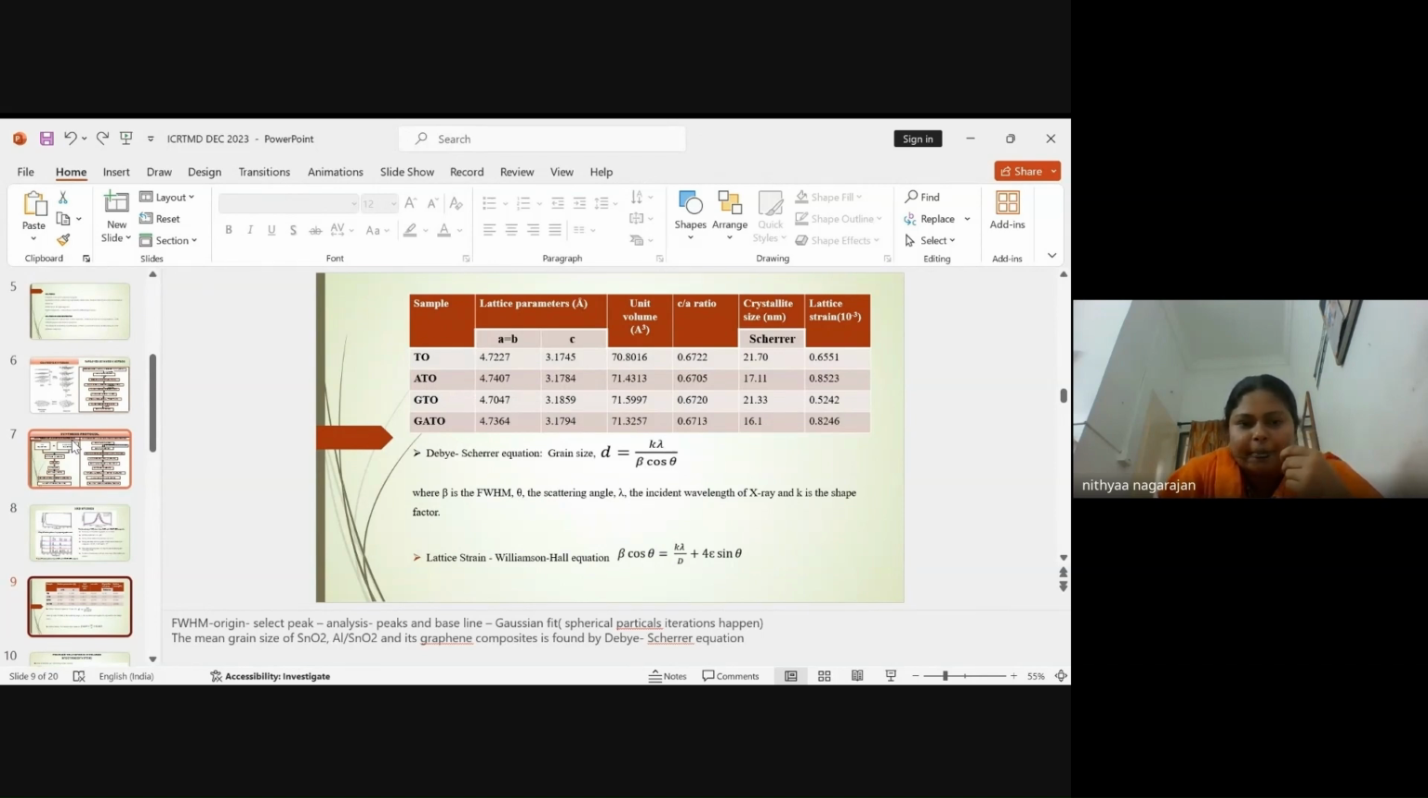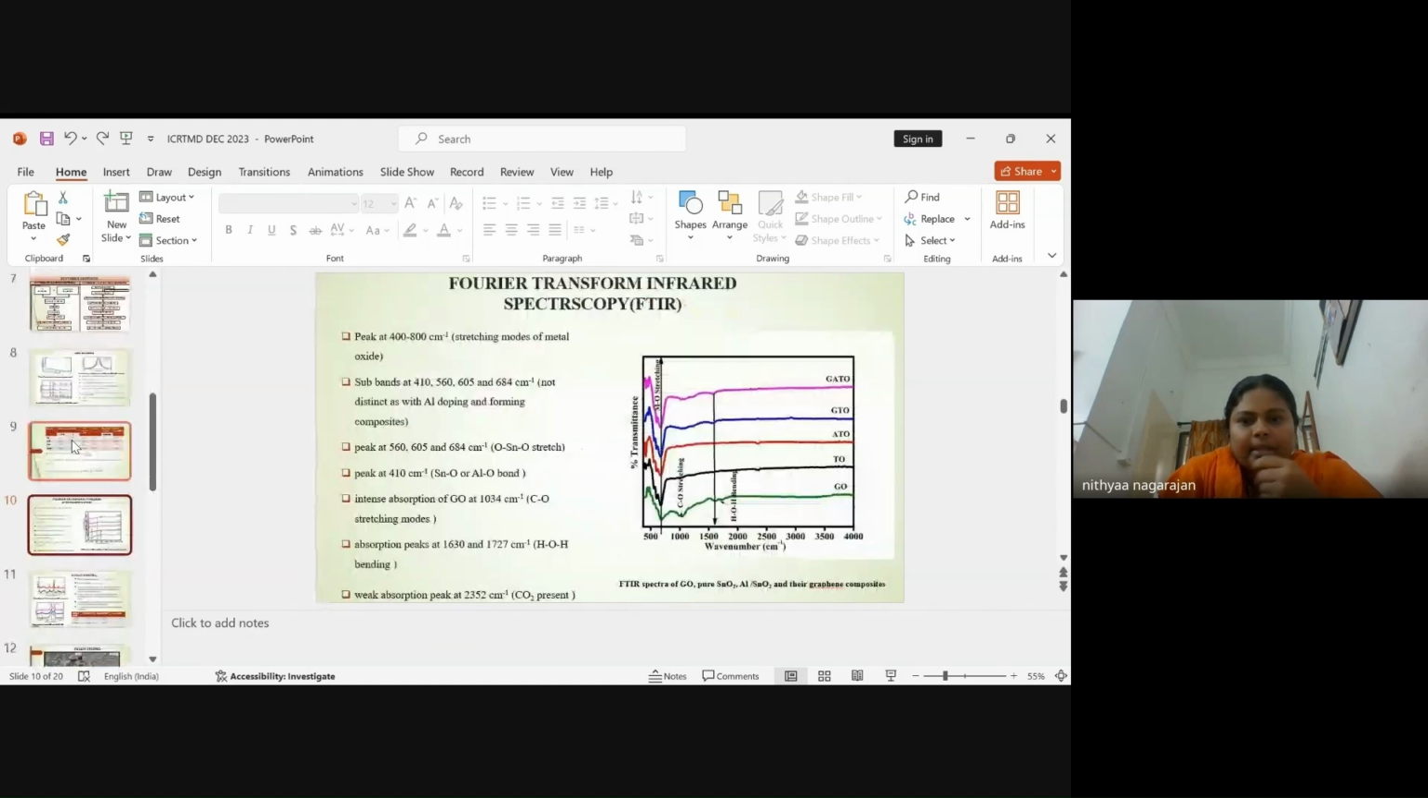The incorporation of the aluminum and its graphene composites was shown by the decrease in size of the components and the increase in strain of the material. The Fourier transform infrared spectroscopy showed the tin oxide peaks in the range of 400 to 800 centimeters inverse. The peak at 410 is attributed to tin oxide or aluminum oxide bonds, and the peaks at 560, 605 and 684 were not distinct with aluminum doping and composites.